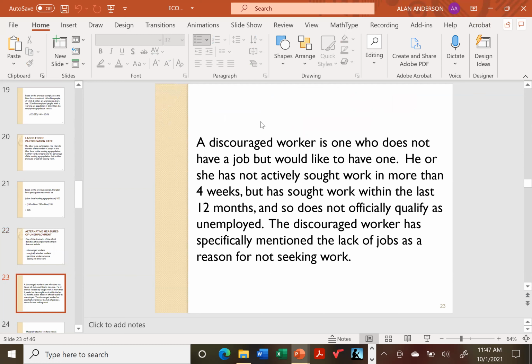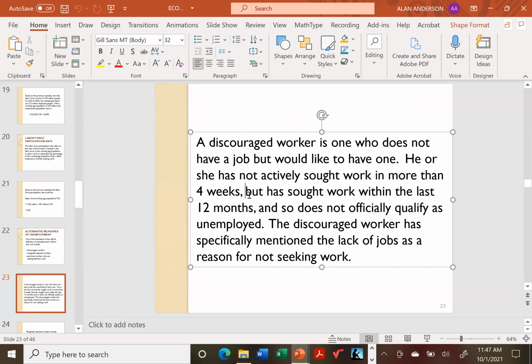Well, discouraged is somebody who does not have a job, would ideally like to have one, but has not looked for work in the last 4 weeks. Although, if they've looked for work in the last 12 months, they still can be qualified as a discouraged worker because they haven't completely given up. If you've been out of work more than a year and you're not looking, then it's not likely you'd accept a job that comes along. But apparently they've decided that up to 12 months is still good enough to be considered discouraged, but you're not officially counted as unemployed.